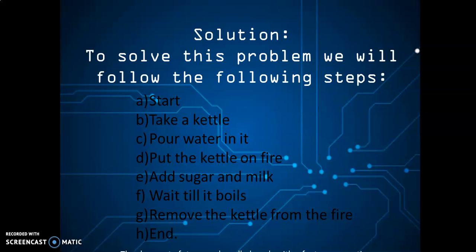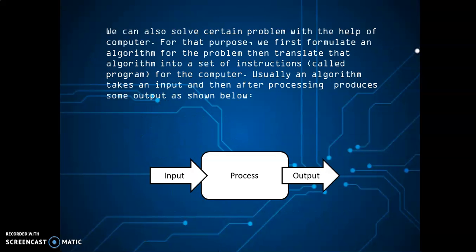In the same way, even if we get bigger problems and we write the steps of that problem in easy to understand language, it will be called an algorithm, and it has a very important role in problem solving in computers. So we can also solve certain problems with the help of a computer. For this purpose, we first formulate an algorithm for the problem, then translate that algorithm into a set of instructions called a program for the computer.